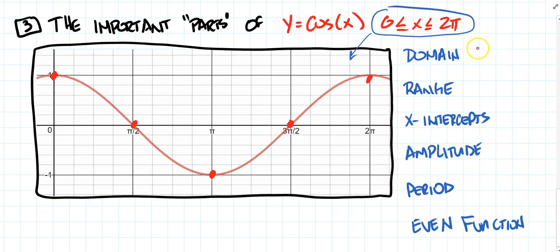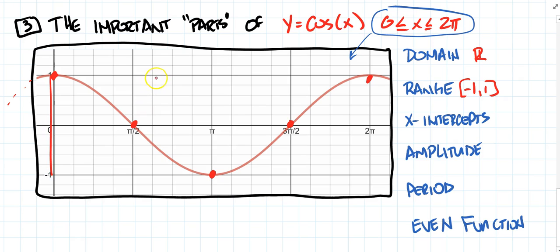The domain for the cosine curve is actually all real numbers, because remember, this graph does continue on to the left and to the right, but right now we're only focusing from 0 to 2 pi. Really, I'm allowed to plug in any angle I want into this function, and I will be able to produce an output. The range, of course, is between negative 1 and 1. That means our highest point is at 1 and our lowest point is at negative 1.